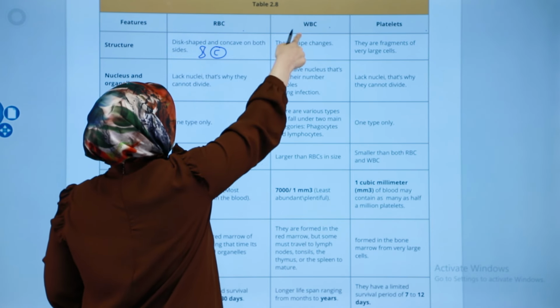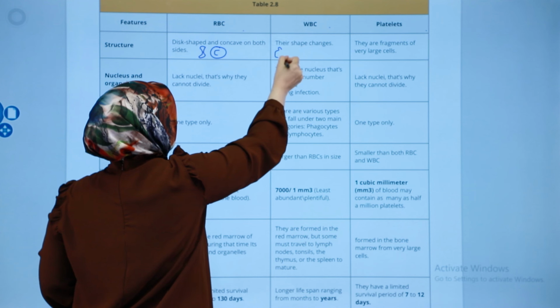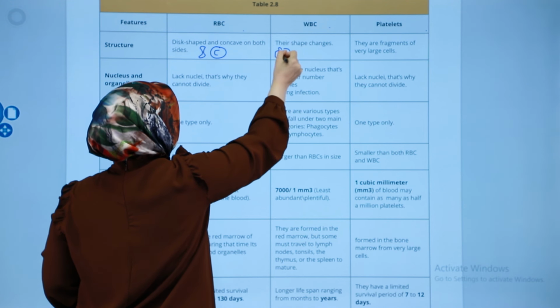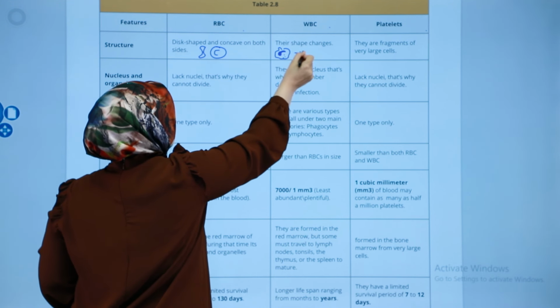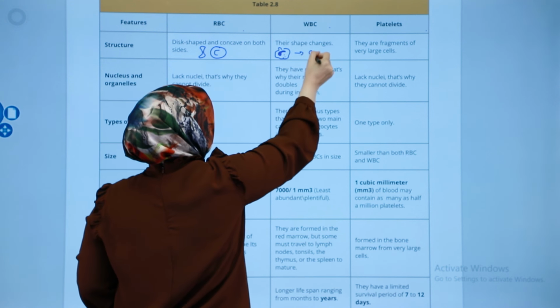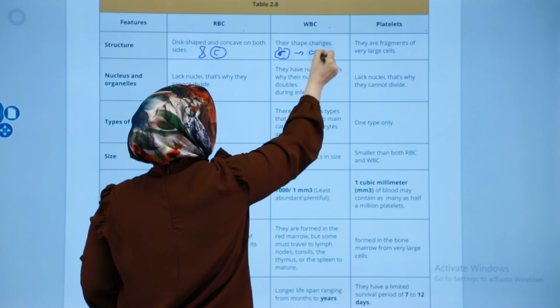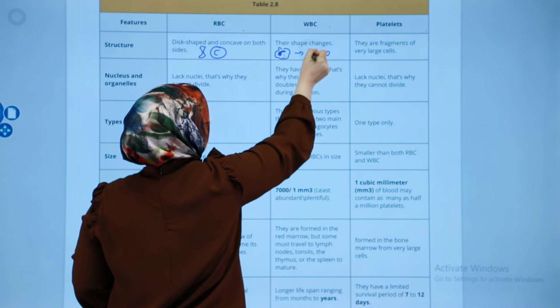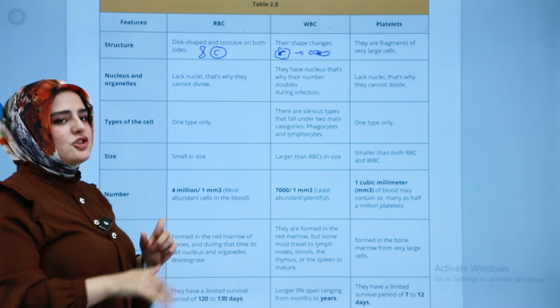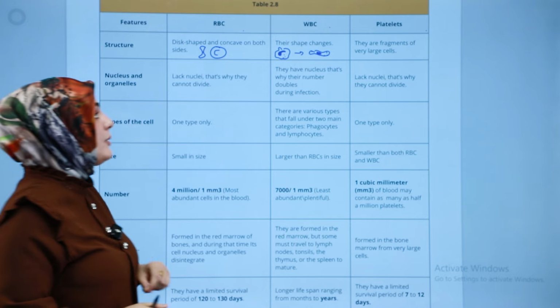All right, the white blood cell shape changes. See, mostly they can squeeze through places. So they can get flatter like that to make sure that they can go through. They change their shape. We studied this in grade 10, if you remember.